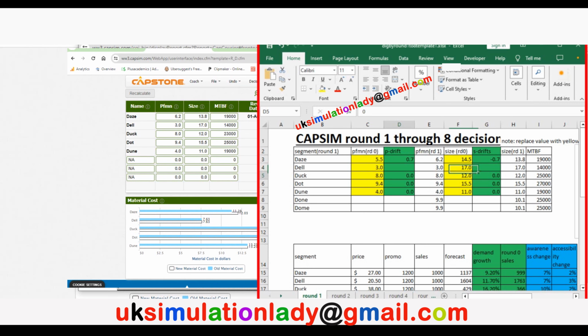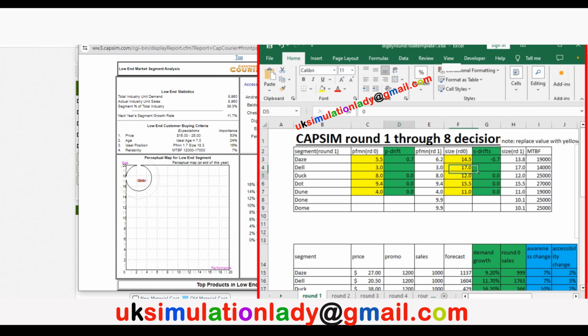However, making those changes would be a mistake in Capsim. Why? The answer lies in the Capsim Capstone Courier Report. In the low-end market, price is the most important factor, controlling 53% of customer preference. Age is the second most important factor, accounting for 24% of preferences, with an ideal age of 7 years. The ideal spot only accounts for 16%. So, should we sacrifice 24% for 16%? No. The biggest reward lies in maintaining the ideal age of 7 years.